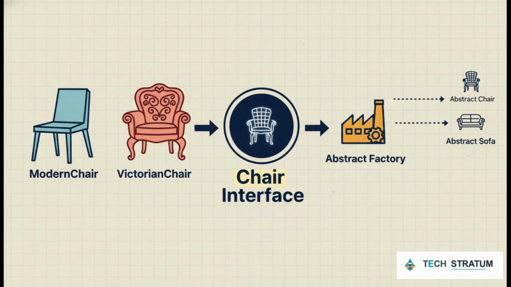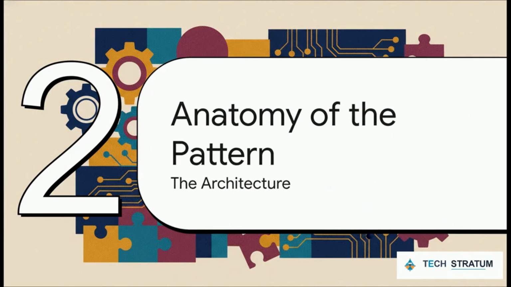Okay, the first crucial step to making this work is abstraction. We have to stop thinking about a specific modern chair and start thinking about the general concept, the interface of a chair. The pattern requires us to define these abstract blueprints for each product type, and then we define an abstract factory interface, basically a contract that promises to provide methods for creating each of these abstract types, like create chair and create sofa.